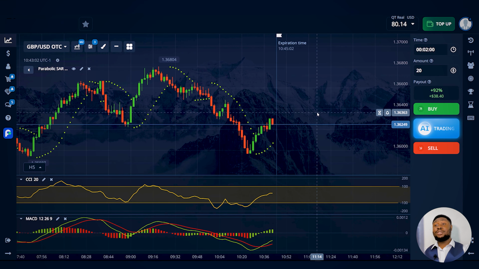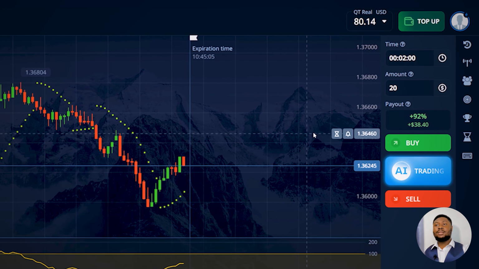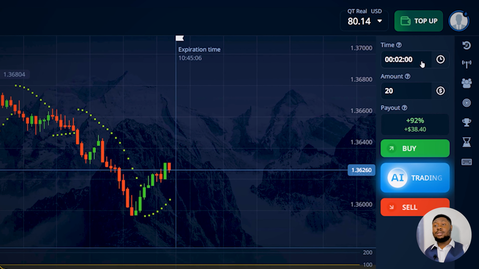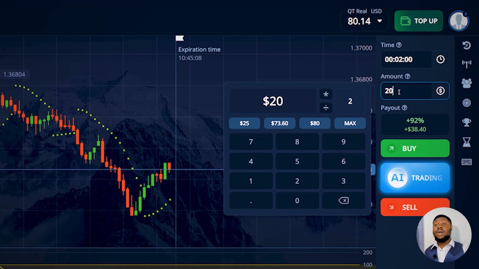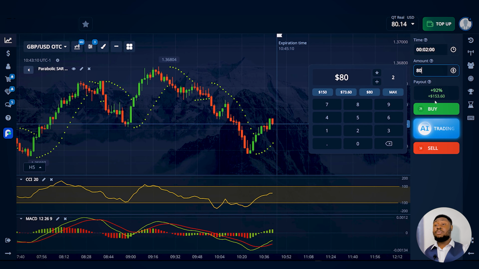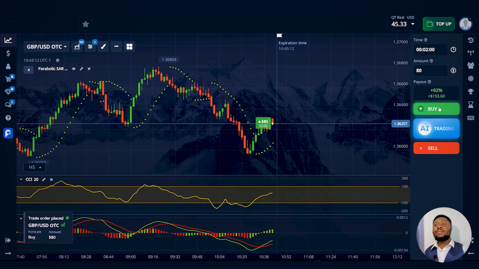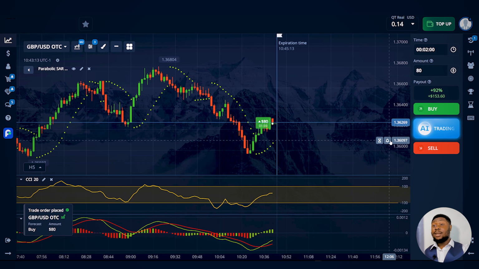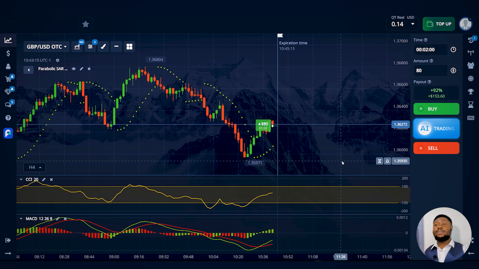Let's take the situation to work and open a trade. The time of the trade will be 2 minutes. I'm going to start with $80. My prediction is that the price will go up. It's time to open the trade. I'll press the green button. Are you ready? Let's analyze the situation in detail.